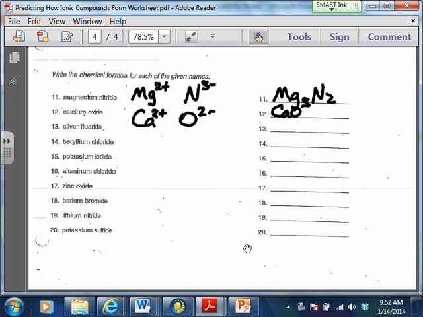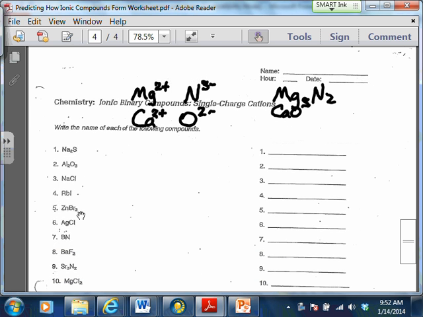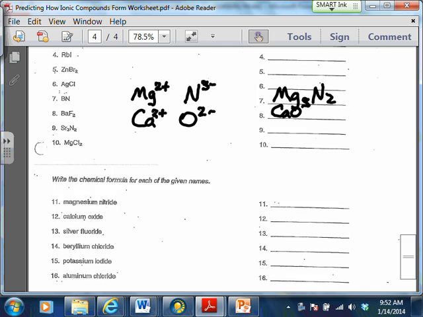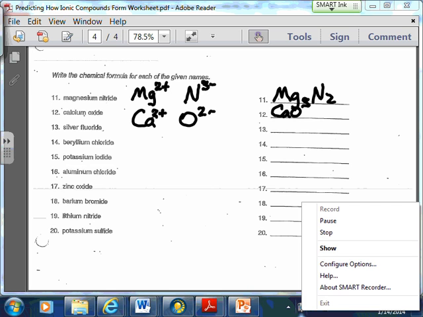Okay, so that's basically what you're doing for your homework. On the quiz tomorrow, there will be some where you have to go from the formula to the name, like on 1 through 10 up here. Formula to name. And then there will be some like these down here where you have to go from name to formula. All right, that's it. Go ahead and get started.